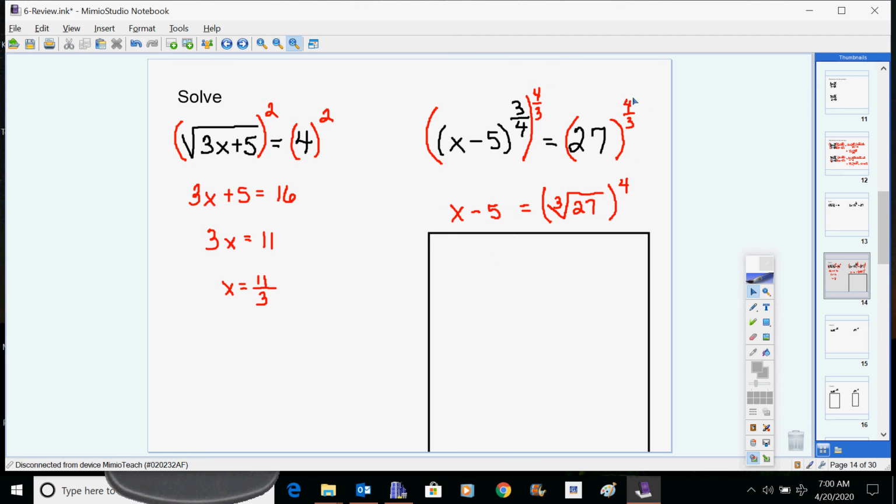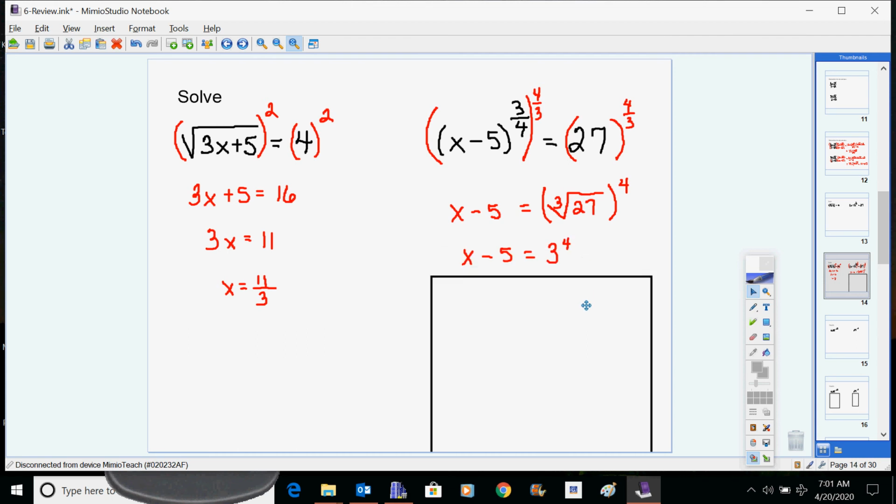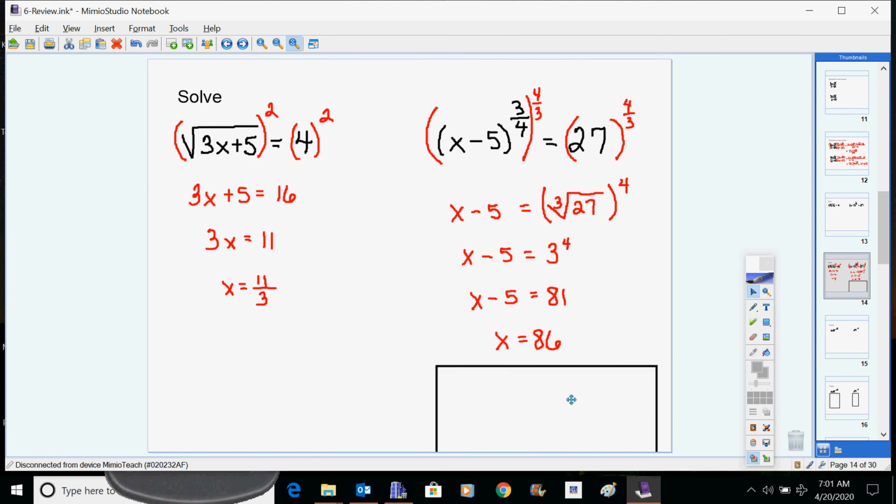This one, remember, this is the power, this is the root. So the cube root of 27, which would be 3, to the 4th power, gives you 81. And then once again, that nice simple algebra that you've been doing forever.